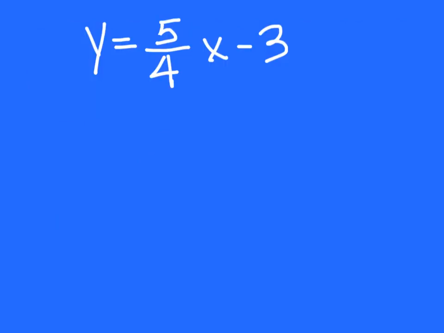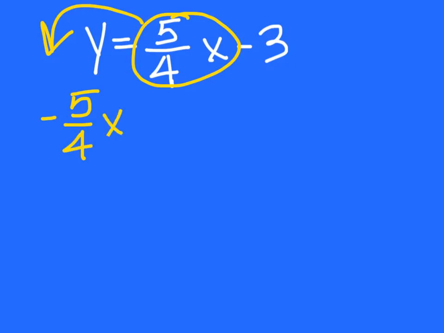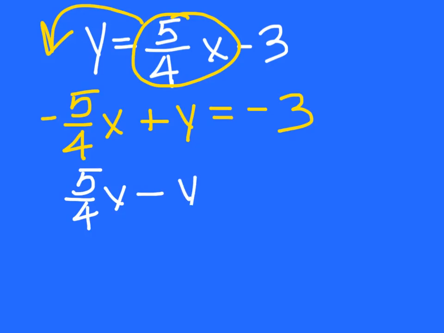Here's the first example. 5/4 x must go to the left and become negative. And then you have plus y equals a -3. Do I need to change the sign of everything? Why is that? Yeah, I have a negative on the front. I'm not changing it because of this one, I'm changing it because of this one. So when I change, it's going to be 5 over 4x minus y equals 3.